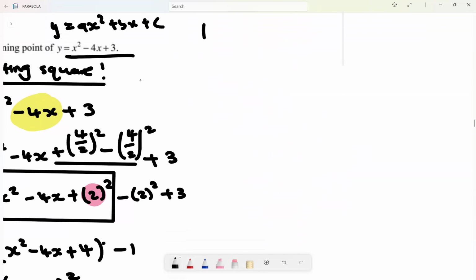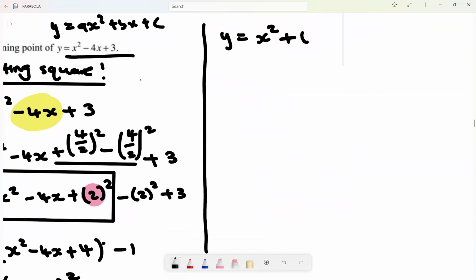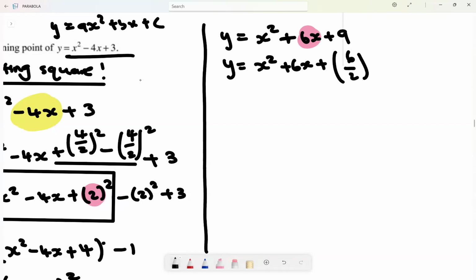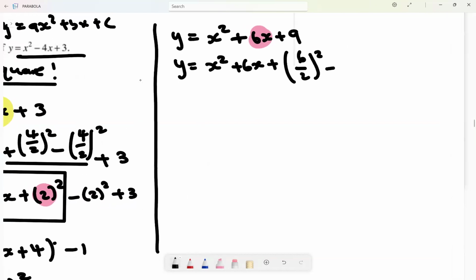Let's say we are given this and you need to complete the square. So you're going to say y is equal to x squared plus 6x plus your coefficient of x divided by 2, which is how much? Which is 6 divided by 2. I need to square that, minus what? The very same number, 6 divided by 2. I need to square that, plus 9. But I'm interested in these three first.